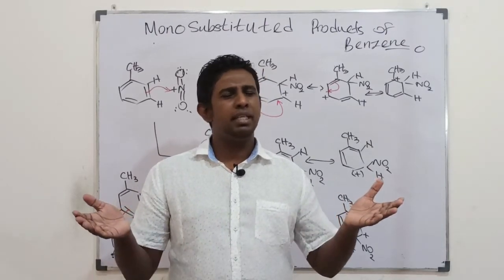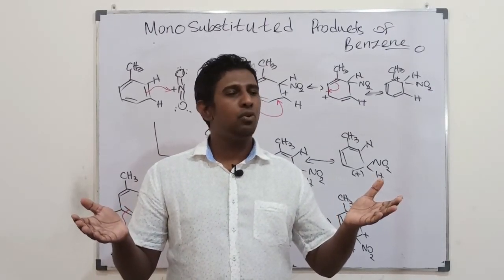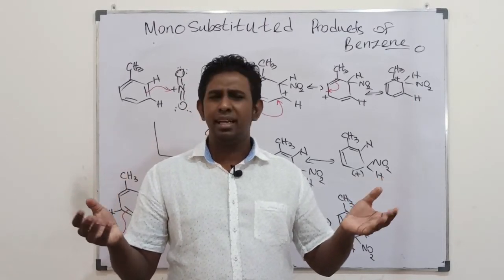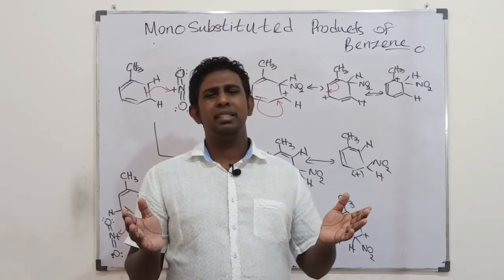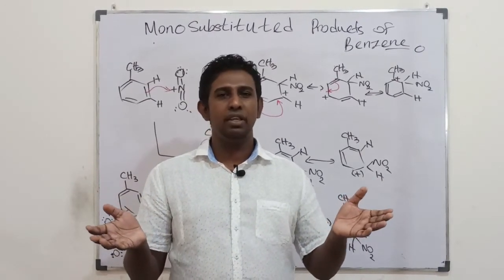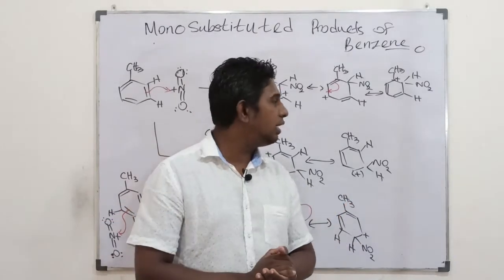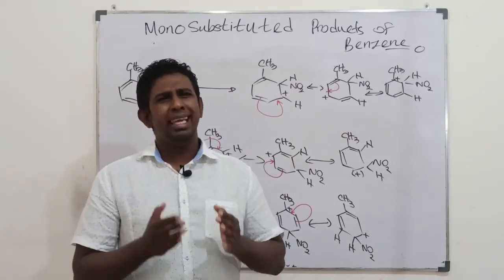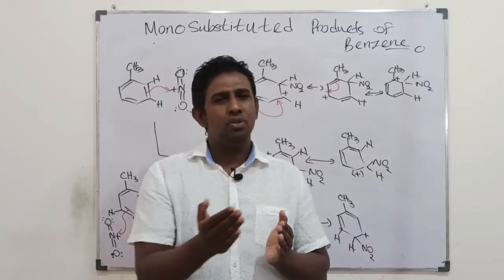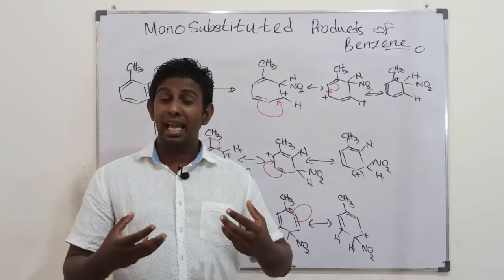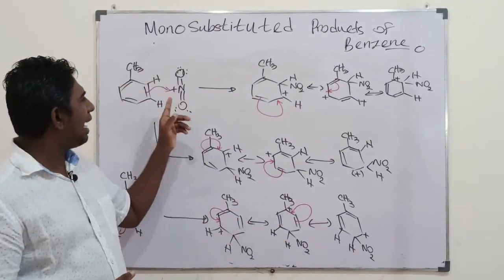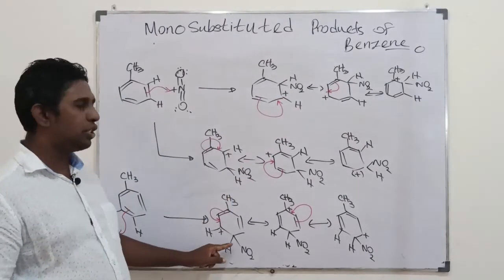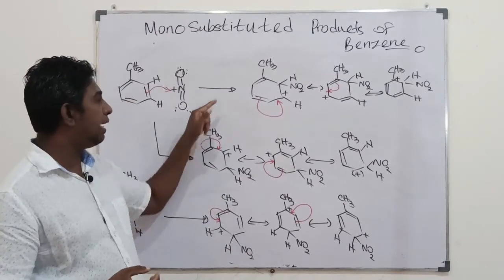Various species could be electrophiles: NO2 plus, Cl plus, alkyl plus, acyl plus cations. Out of those, I could use any of them; randomly I used the NO2 plus group, which we call the nitronium ion, and its attack on the benzene ring. So, not being biased, I have shown you it could attack either the ortho position, meta position or para position with respect to this methyl group there.